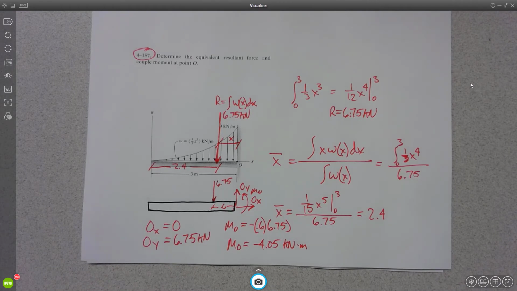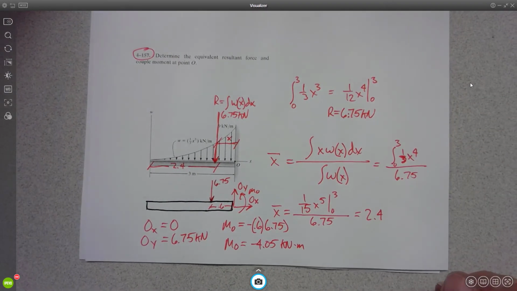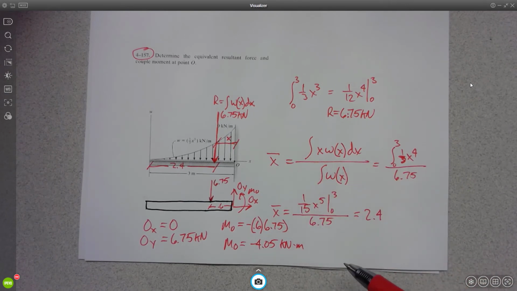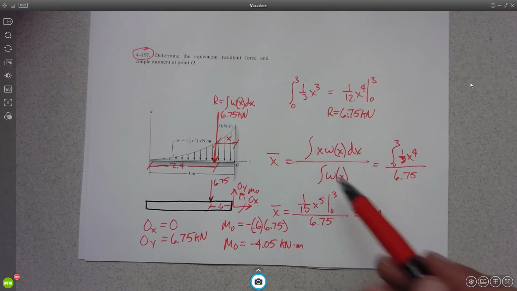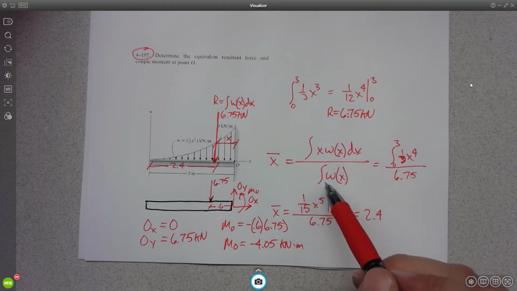Okay. I think that's a reasonable thing to remember, yeah. You should know it coming out of this class. How to find the centroid of an area. Okay.